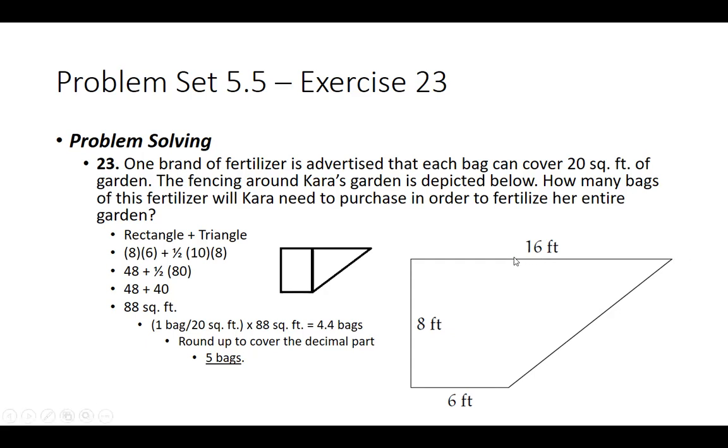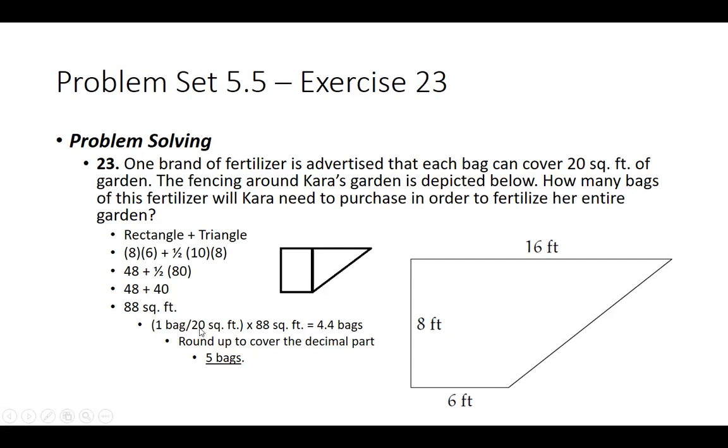We'll call that the base. The height of the triangle is 8. So 1/2 base times height would be 1/2 times 10 times 8, which is 1/2 times 80, which is 40. Adding together the 48 square feet of the rectangle and the 40 square feet of the triangle, we get a total area of 88 square feet.